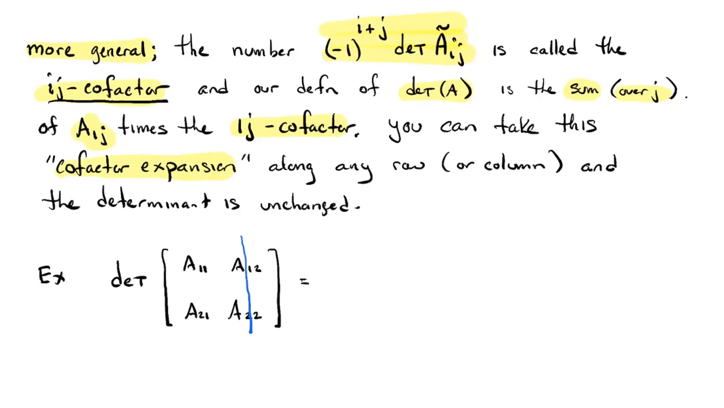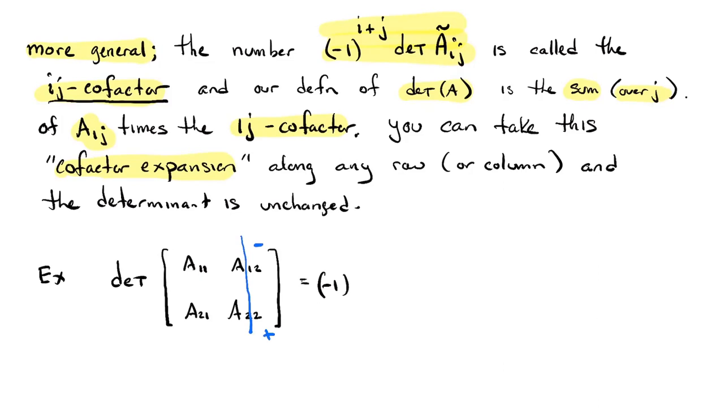So what do I mean by that? I take, starting with the first entry, that's A12, the first entry of the second column, and I've got to think about what its i and j are. So they're 1 and 2. 1 plus 2 is an odd number, so it's going to have the sign minus. 2 plus 2 is an even number, so it's going to have the sign plus. So if I do this cofactor expansion along that second column, then I'm going to take minus 1 because of the 1 plus 2.